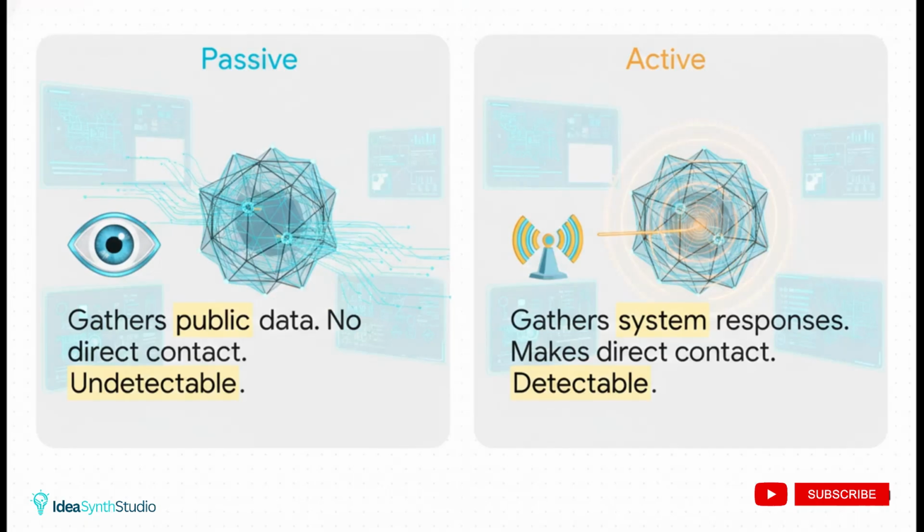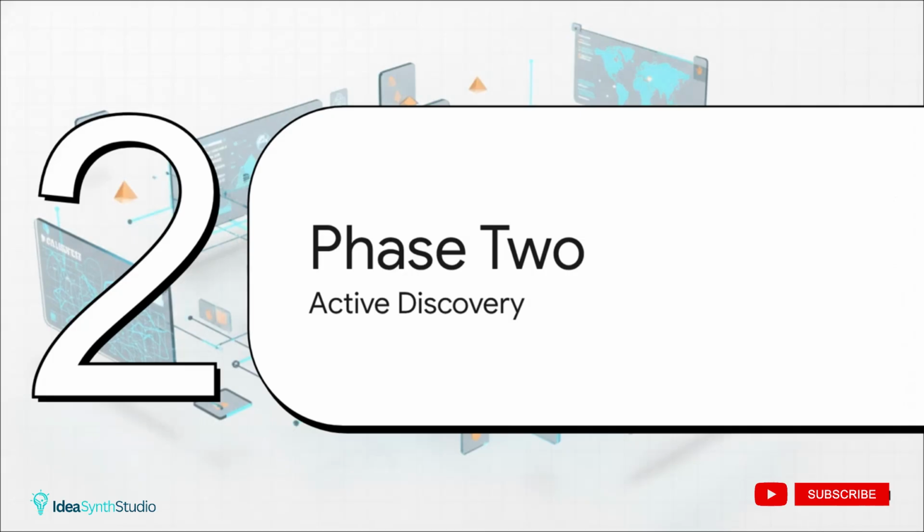Now, this comparison right here is super important. On one side, you have passive observation. Think of it like reading a company's public annual reports. It's completely undetectable. On the other side is active discovery, which we'll see next. That's more like knocking on their digital doors to see who answers. It's direct, and you better believe it is absolutely detectable. Okay, let's move into phase 2 and see how this builds.